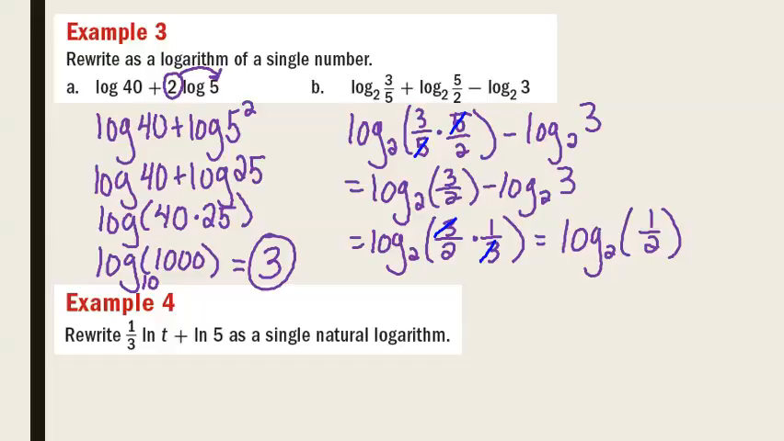So if we think about this, we want to think 2 to what power equals 1/2. Well, this is 2 to the first in the denominator, and if I want to put a number into the denominator, I just need a negative exponent. So that tells me my power is really -1.